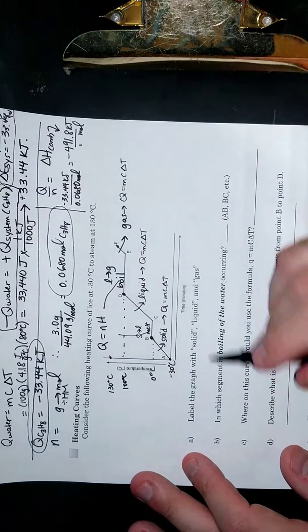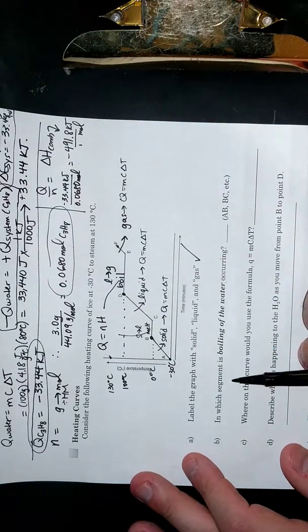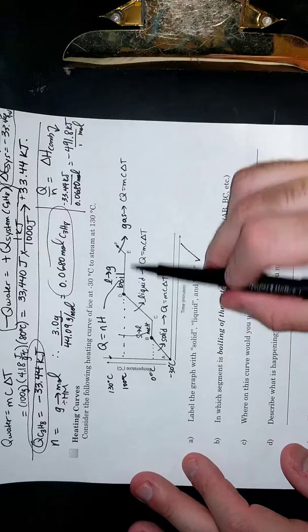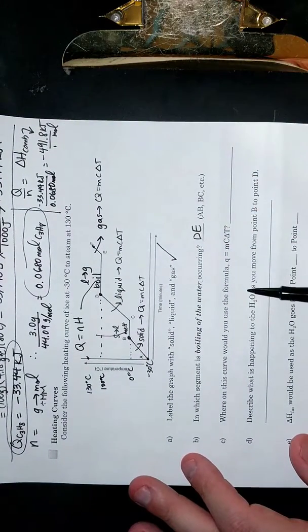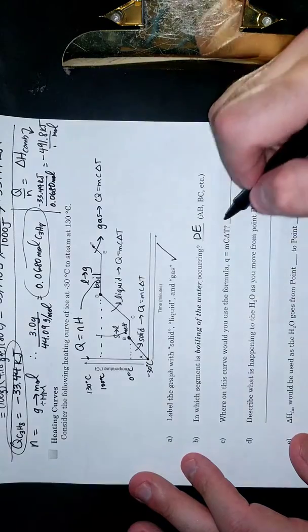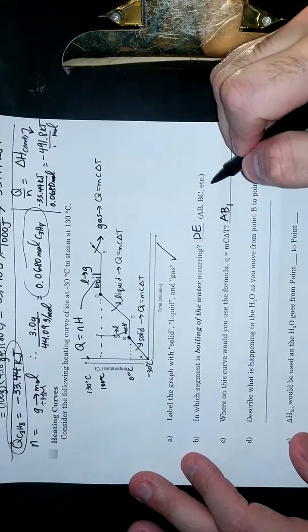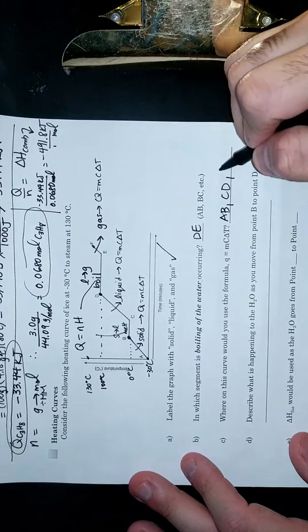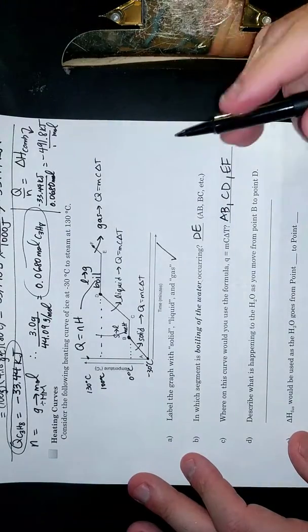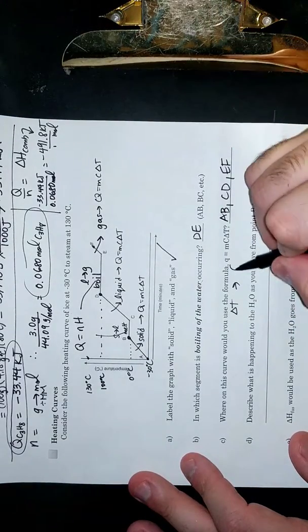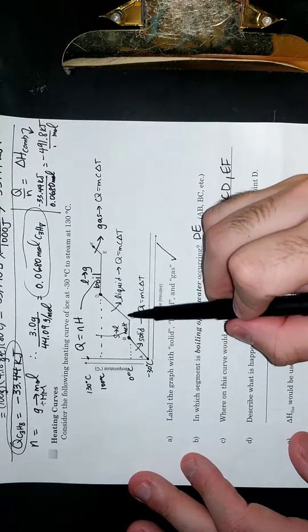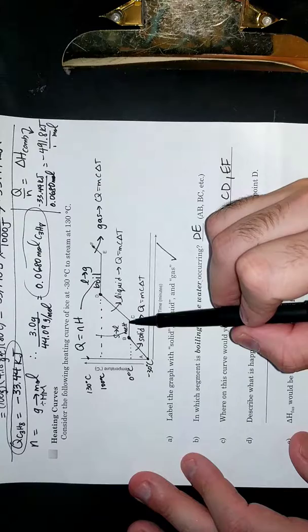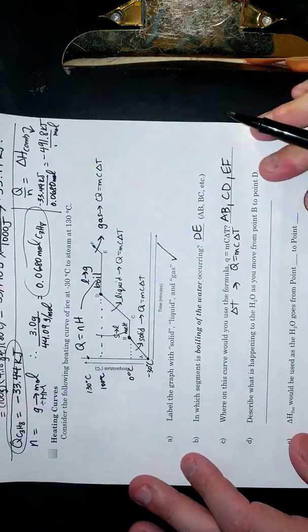Okay, label the graph with solid, liquid, and gas. We did that. In which segment is boiling of the water occurring? We said boiling is DE. Where on this curve would you use the formula Q equals mc delta T? So we said A, B, and then we said C, D, and then we said E, F. Whenever there is a temperature change, I could use Q equals mc delta T. Notice the flat lines, there is no temperature change, so I cannot use Q equals mc delta T. I have to use Q equals nH.